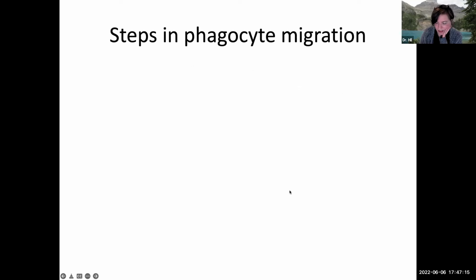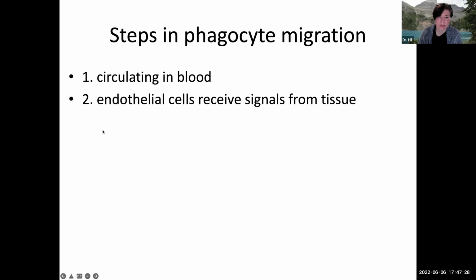So I think that video nicely illustrates the steps in phagocytosis as well as in the steps of migration. As far as migration, you saw that the phagocytes often begin circulating in the blood, and they're just waiting for signals from tissues that are in trouble. And then once they receive those signals, they start a process of margination. What does that mean? Put that into the chat. How would you define margination?